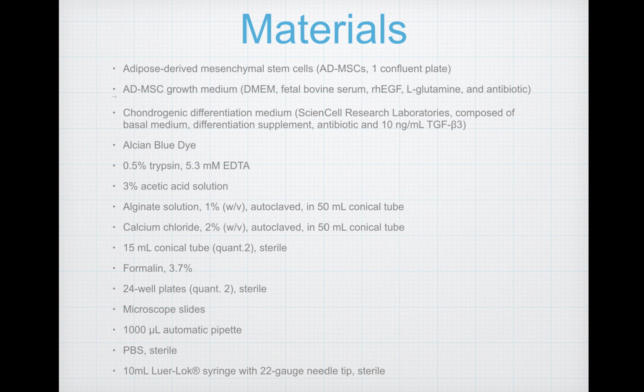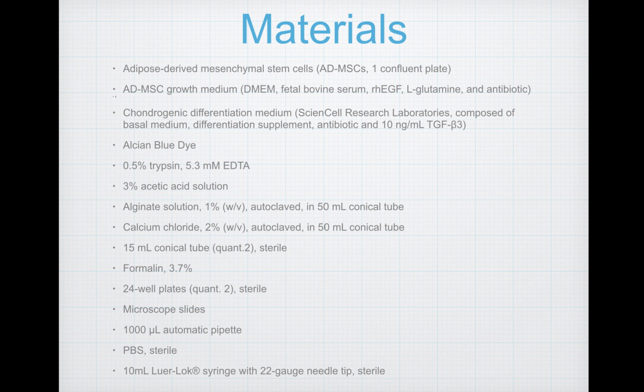You will also receive chondrogenic differentiation medium. It has a different composition than the AD-MSC growth medium. It's composed of a basal medium, which has vitamins, essential amino acids, and glutamine, a proprietary differentiation supplement developed by the company ScienCell, from whom we bought the medium, and TGF-beta 3, the growth factor which we know from previous research to be beneficial for chondrogenesis.